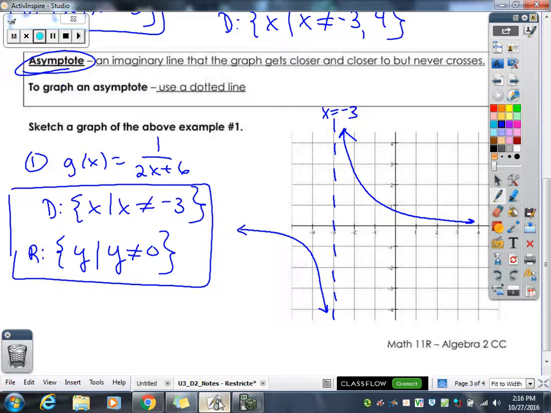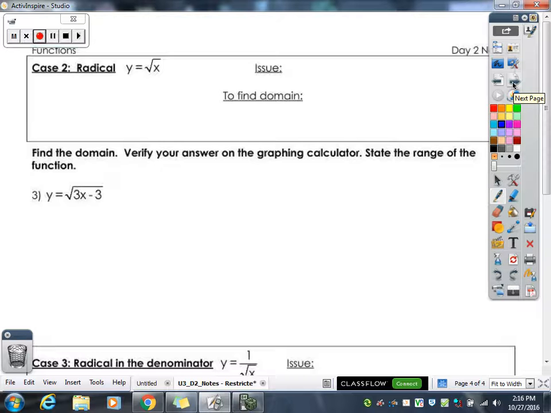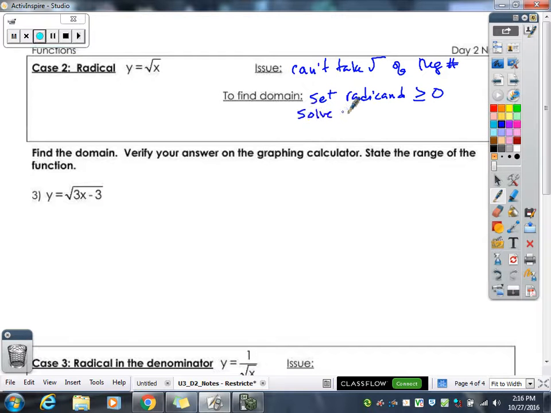All right. On the back, we have the next case is when we have a radical. Y is equal to the square root of x. Now, to keep things real, the radicand has to be positive. So the issue is that we can't take the square root of a negative number. So to find the domain, we set the radicand greater than or equal to 0 because we can take the square root of 0. We solve for x.